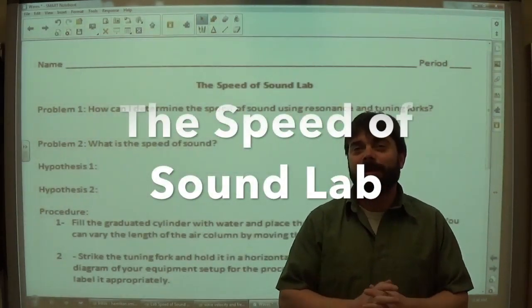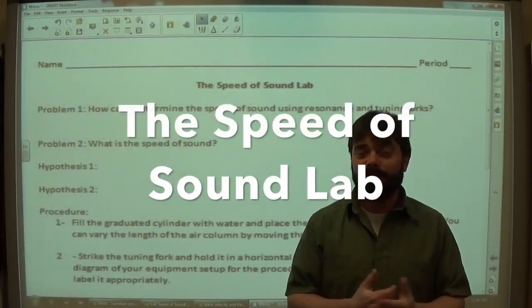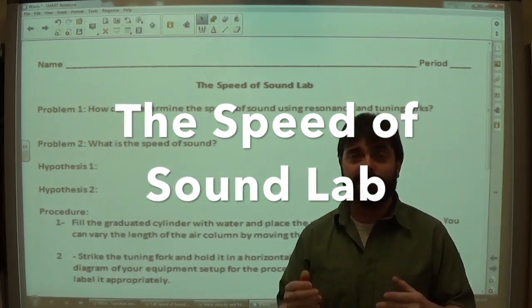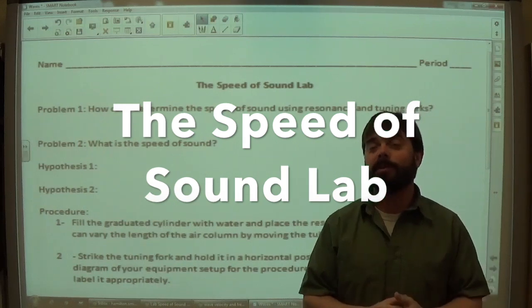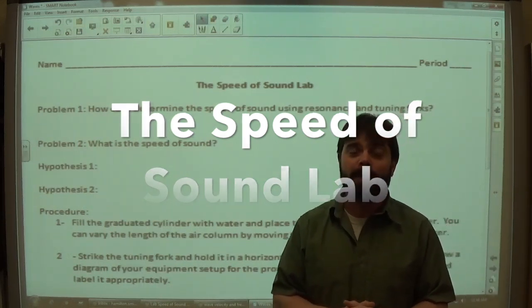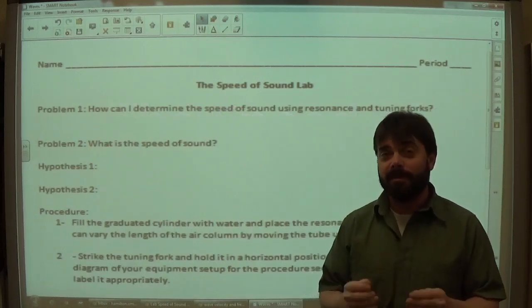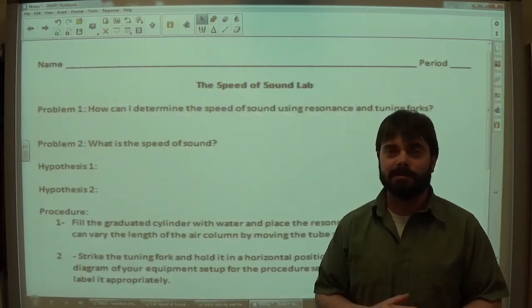Alright folks, today we're going to talk about how to calculate the speed of sound using some pretty simple apparatuses. We're actually going to start out using some tuning forks with known frequencies, and we're going to use columns of water. And there's a little trick we can use with resonance and actually try to measure in a lab setting what the actual speed of sound is.